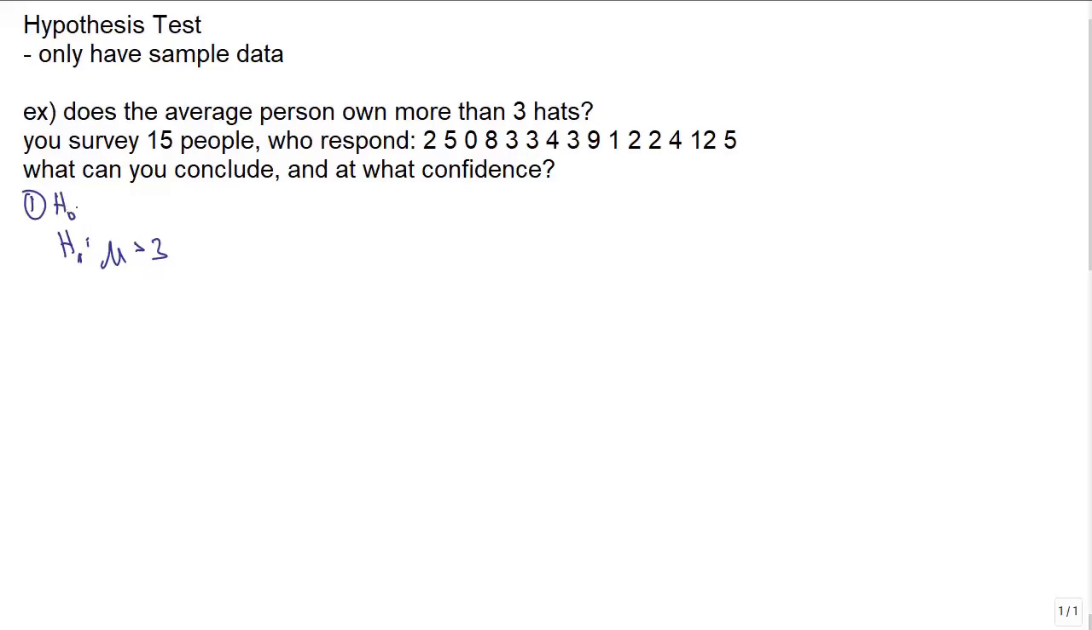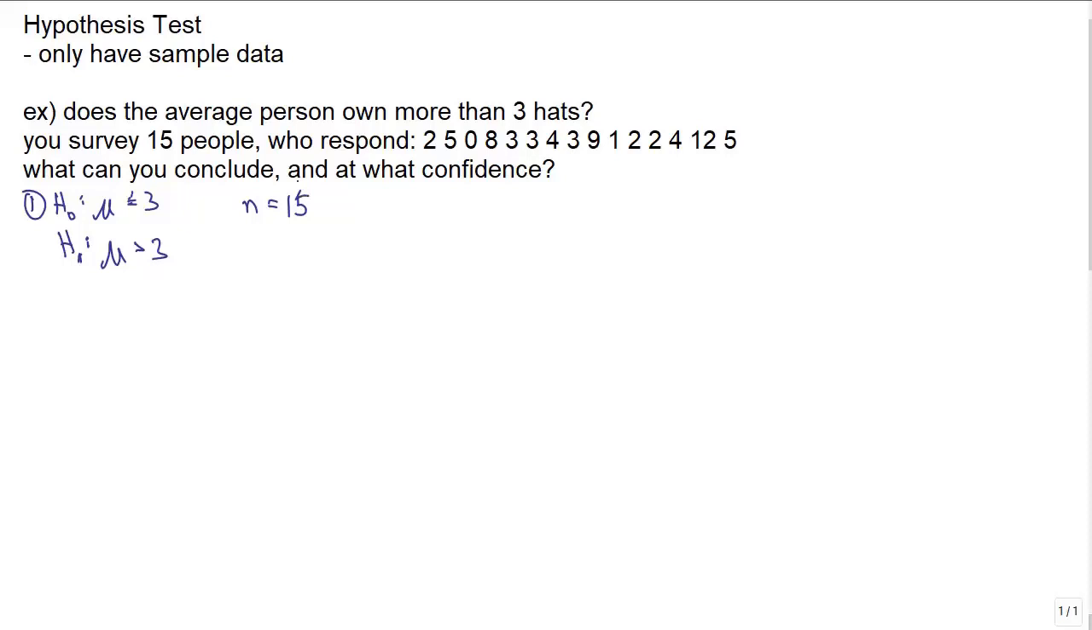And now we have to write down the null hypothesis. Again, there's 2 different ways to write this down. The standard way to write it down is mu equals 3. Some people prefer writing the opposite of the greater than, so they'll put in a less than there. You can do it either way. So these are the claims. Now what's the given information? We know that we're surveying 15 people, so the sample size n equals 15.